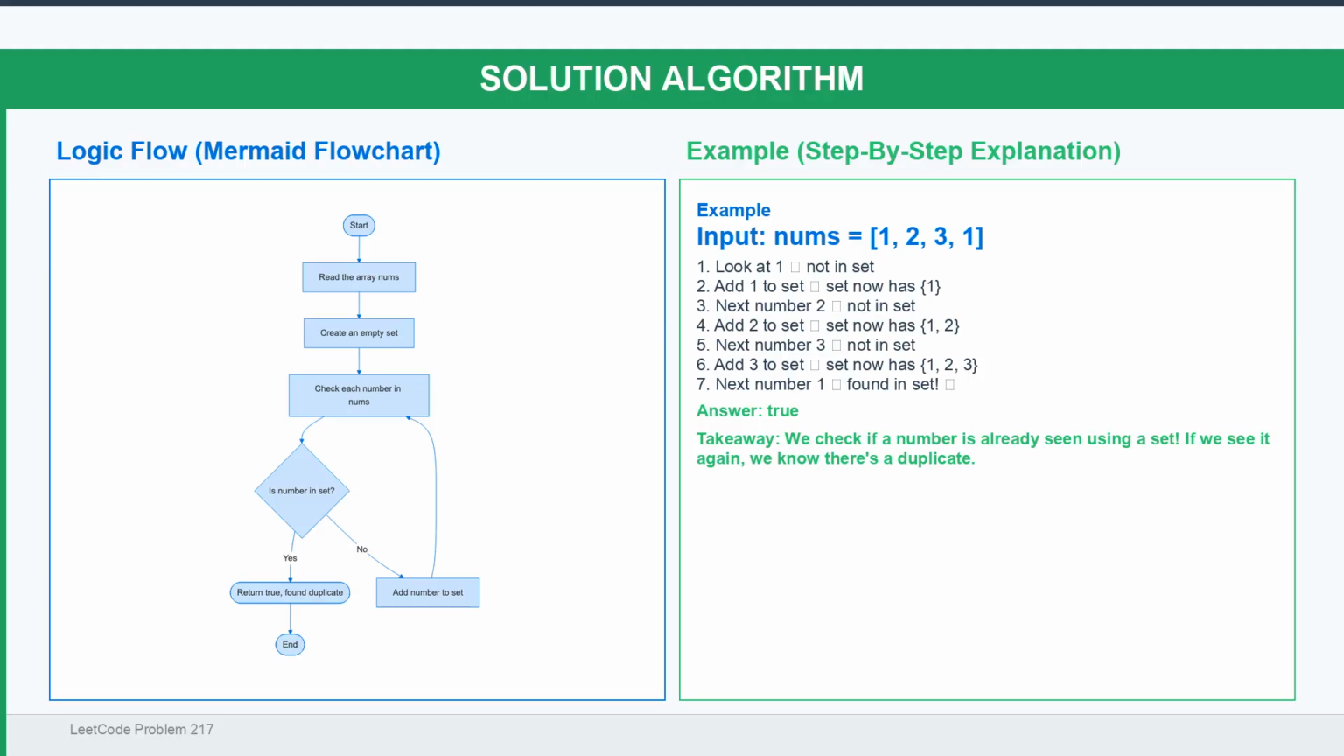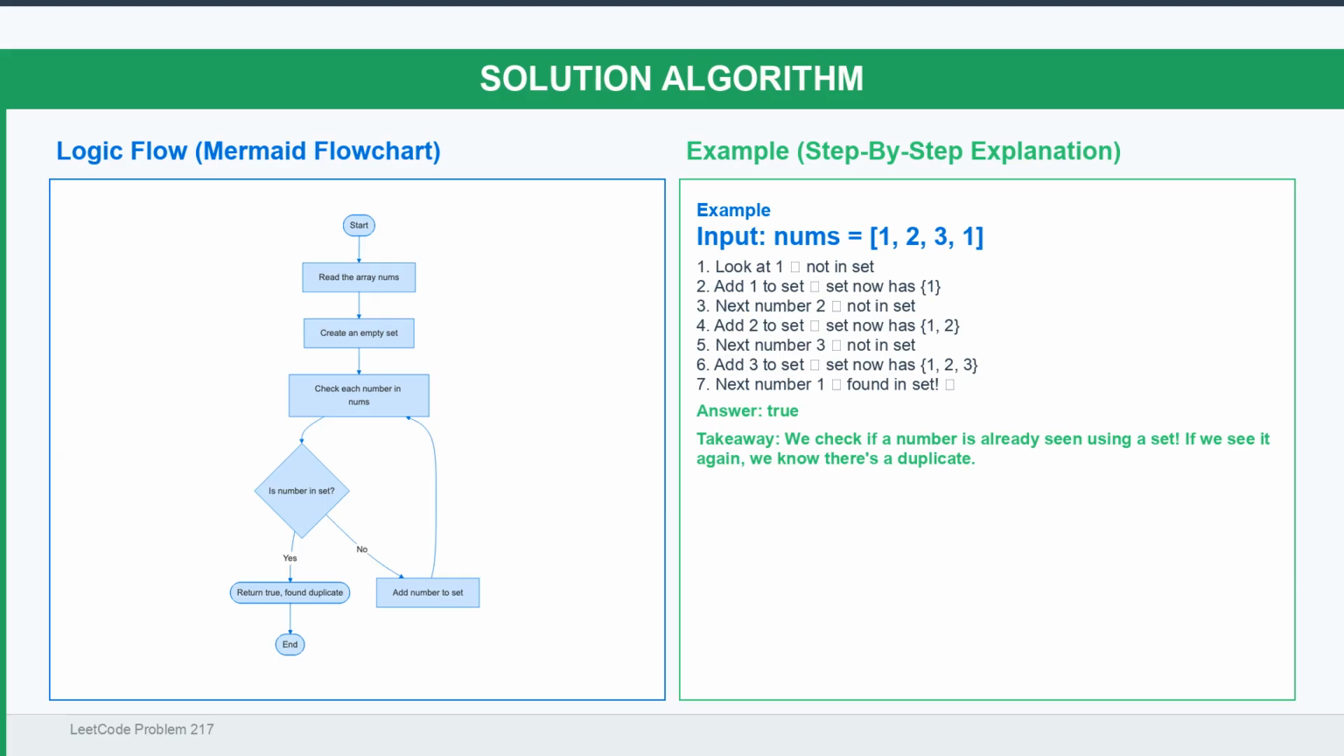To solve LeetCode problem 217, we start by understanding that we need to check if there are any duplicate elements in an array called nums. If any number appears at least twice, we should return true. Otherwise, we return false. Next, we choose a data structure, a set.